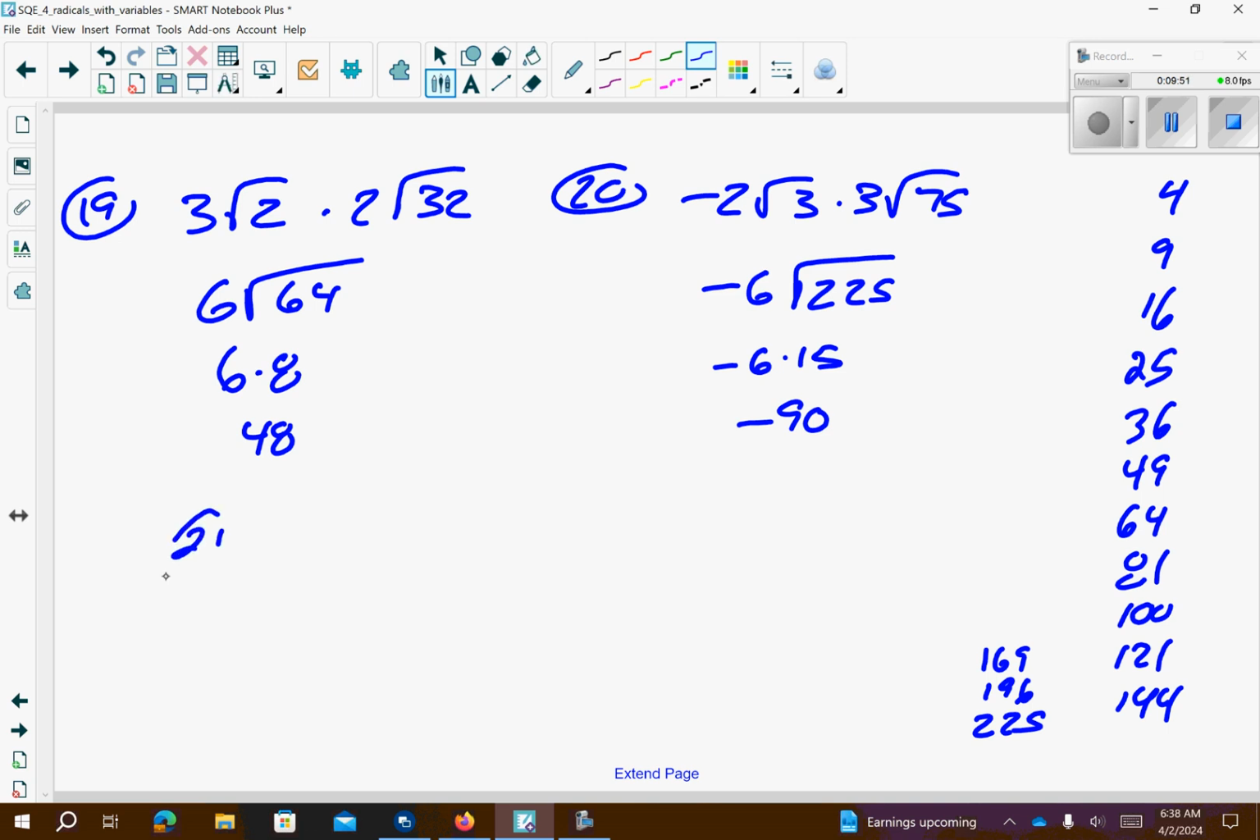Number 21, I get root 3 times root 27. If I multiply those together, I wind up getting root 81. 81 is a perfect square, so my answer comes out to 9.